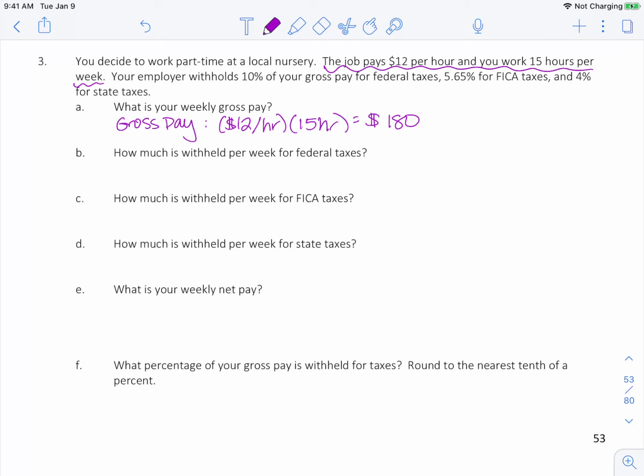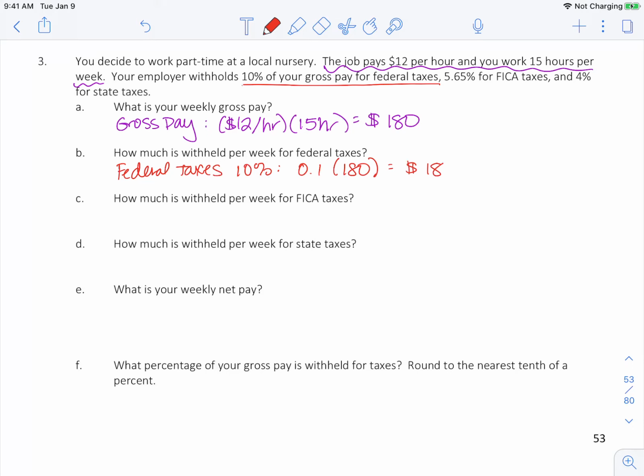Next, it says how much is withheld per week for federal taxes. It says your employer withholds 10% of your gross pay for federal taxes. So please calculate how much is withheld for federal taxes. Federal taxes is 10%. So we do 0.1 times the $180 gross pay, which gives us $18.